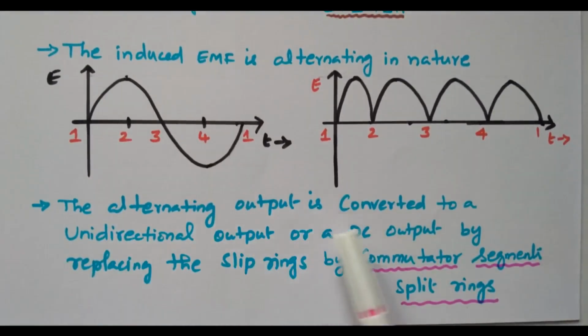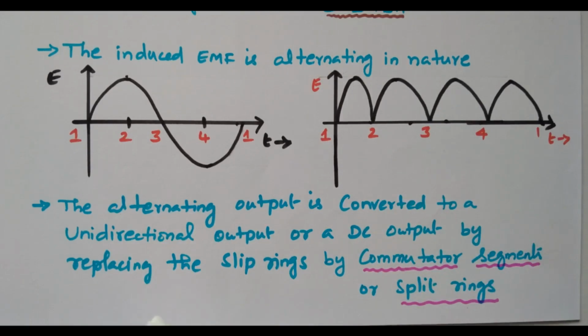so the alternating output is converted to unidirectional output or DC output by replacing the slip ring. Slip ring means it keeps on changing the position, right? The current will flow A to B, after that the current will flow B to A, slip. It is the meaning, slip is keep on changing. But while using the commutator segments or split ring, the output is replacing the slip ring by commutator segment or a split ring. Split ring means when the conductor position changes, it will not change the direction, right? So always it will flow like this in a unidirectional. So by using the split ring, we can convert the alternating current into direct current, right?